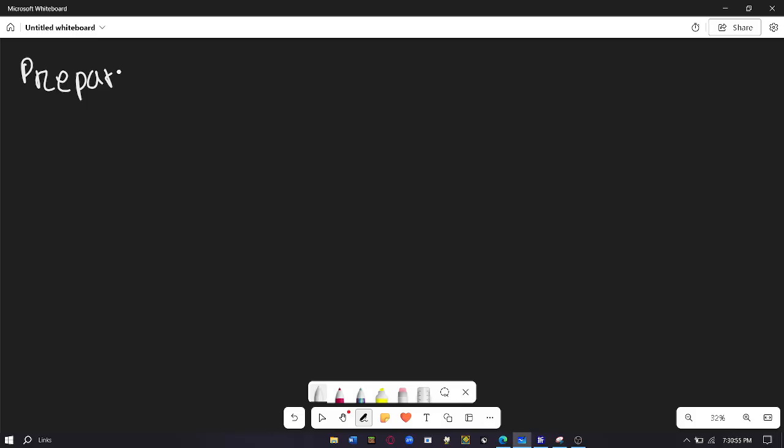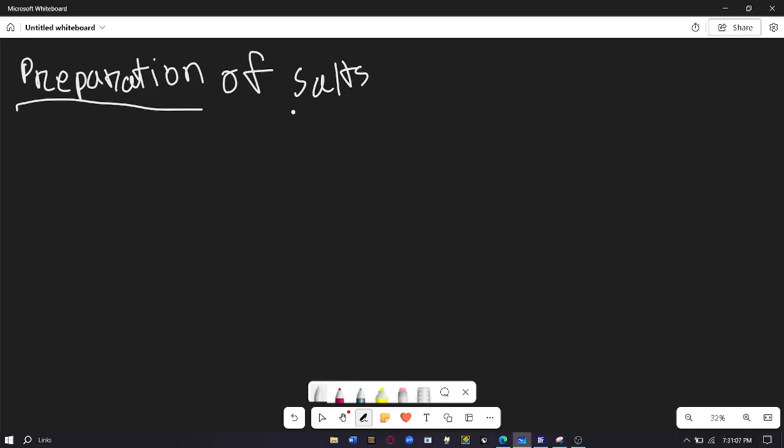Preparation of salts, right. So what is preparation of salts? There are 3 methods. There's method 1, there's method 2, and there's also method 3. Okay, let's write these down.